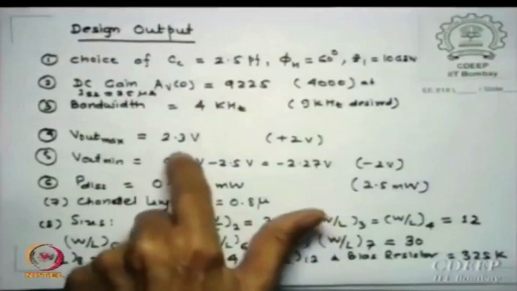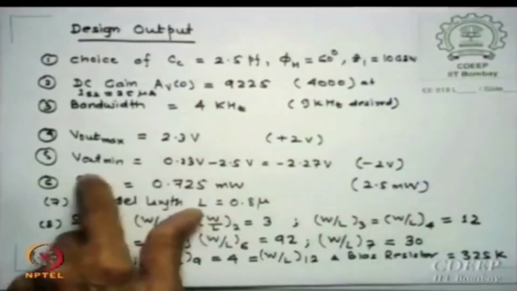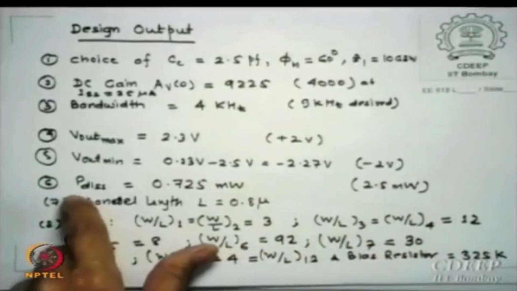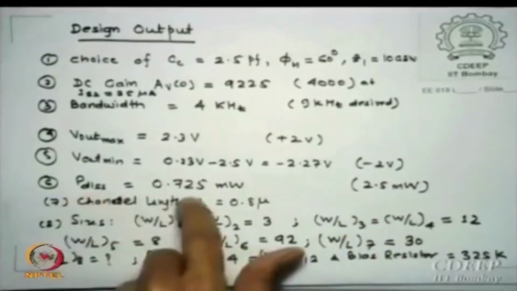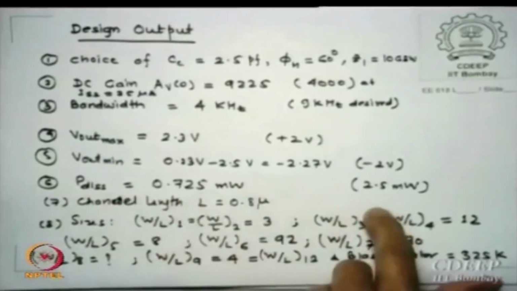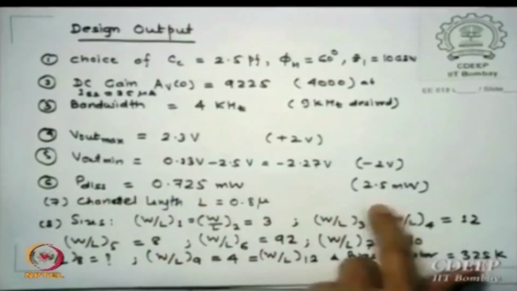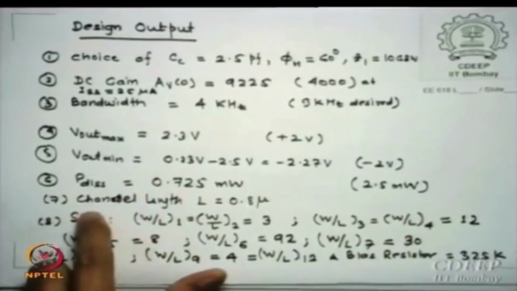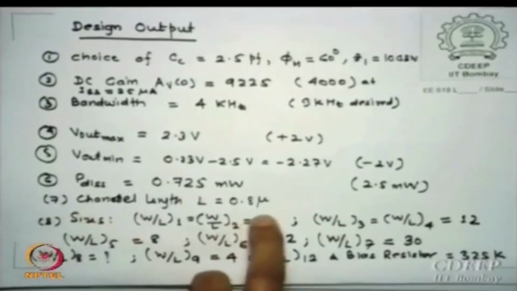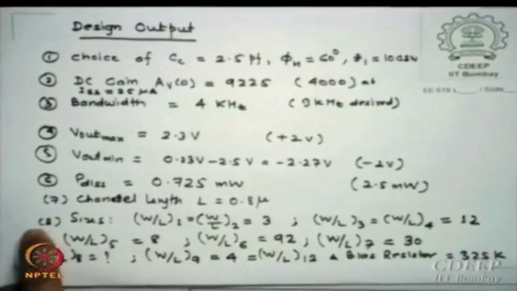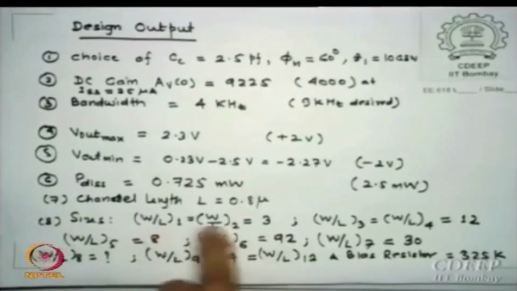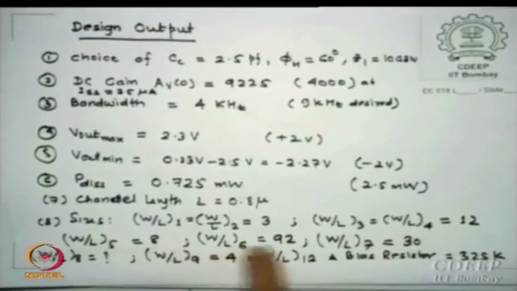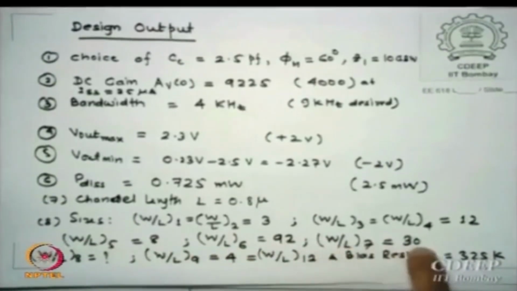V out maximum is 2.3, expected was 2. V out minimum expected was -2, and you have -2.27. Power dissipation is 0.725, you are expecting less than 2.5, I am at one third of it or almost one third of it. Channel length used by me is 0.8 and the W by L sizes I got: 1 and 2 are 3, 3 and 4 are 12, 5 is 8, 6 is 92, 7 is 30.